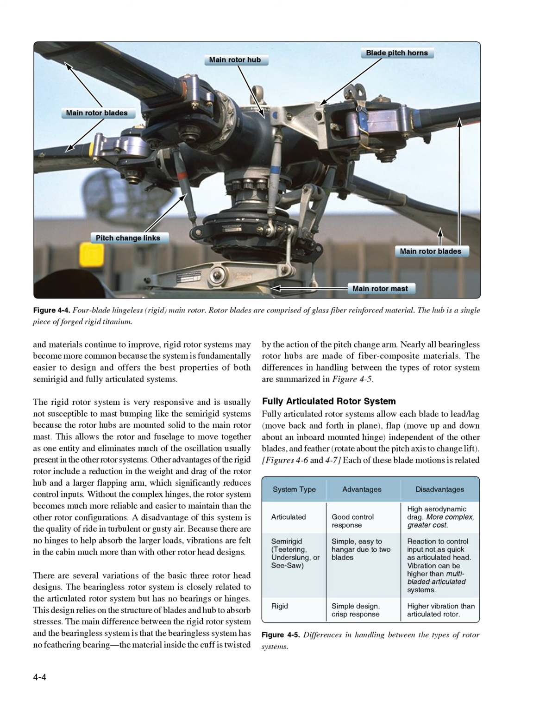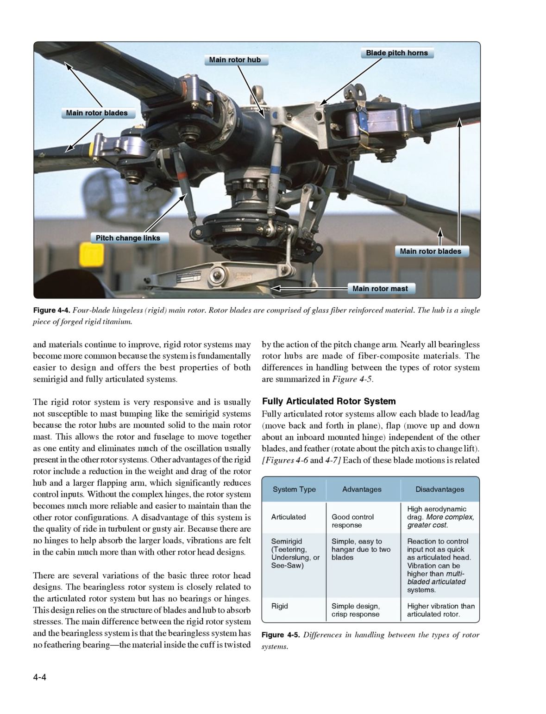The rigid rotor system is very responsive and is usually not susceptible to mast bumping like the semi-rigid systems because the rotor hubs are mounted solid to the main rotor mast. This allows the rotor and fuselage to move together as one entity and eliminates much of the oscillation usually present in the other rotor systems.